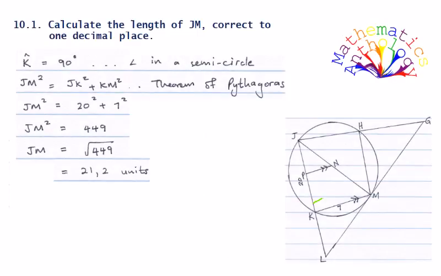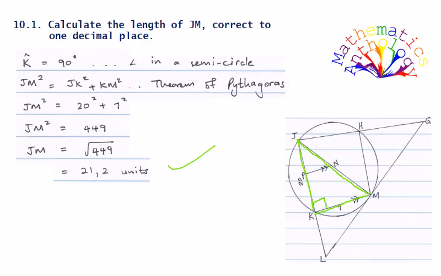Okay, 10.1, calculate the length of JM correct to 1 decimal place. So JM is the diameter there, so let's look at triangle JKM. Triangle JKM is a 90 degree triangle there, so we can use the theorem of Pythagoras. So angle K is equal to 90 degrees. We said earlier your reason there is angle in a semicircle.